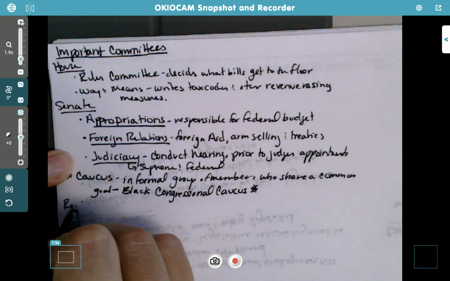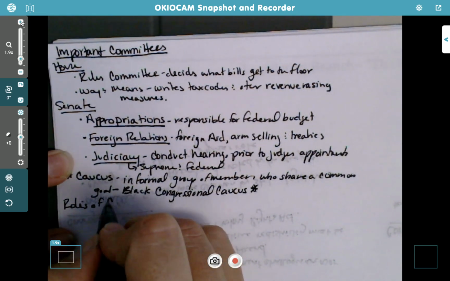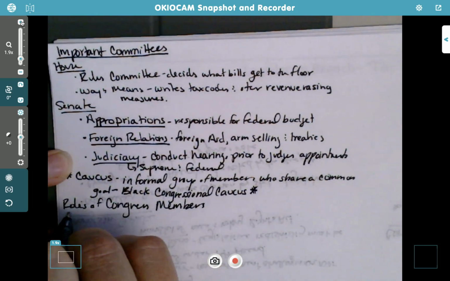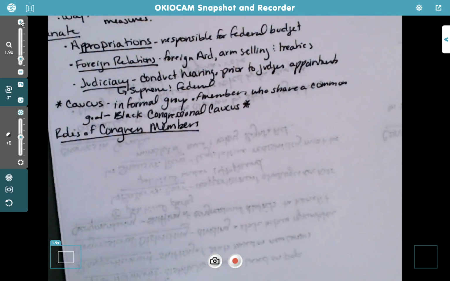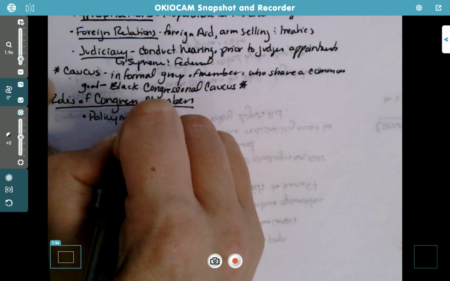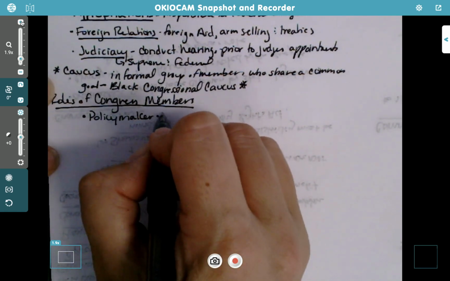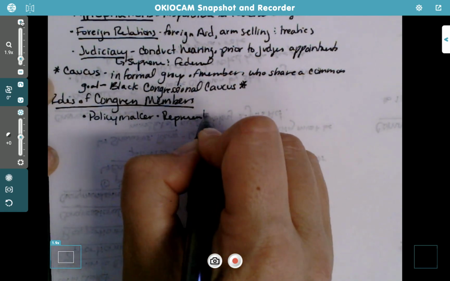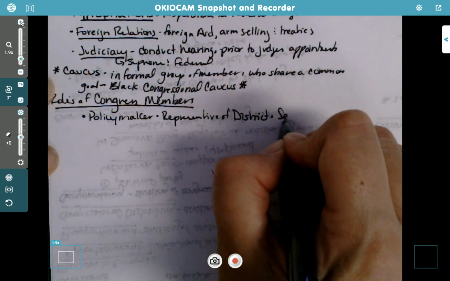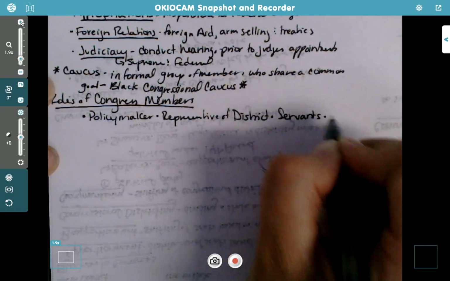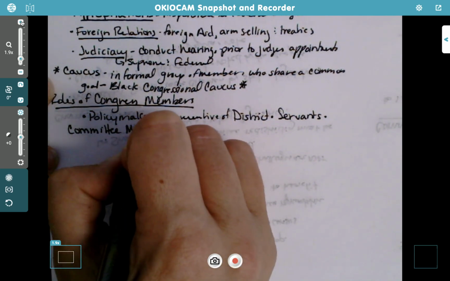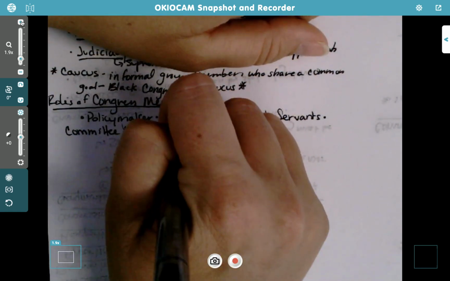Okay, roles of Congress members is your next heading. I'm going to list off a bunch of things with a dot in between them: policymaker, representative of district, servants, committee members, and party members.